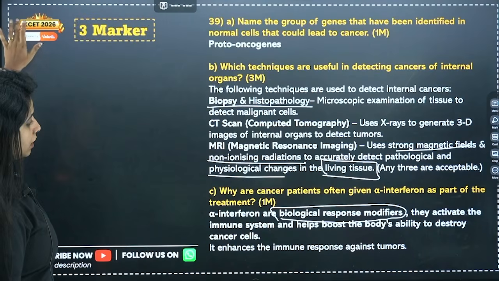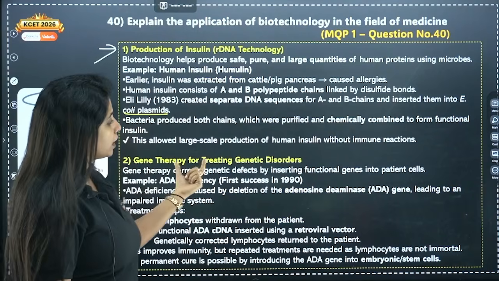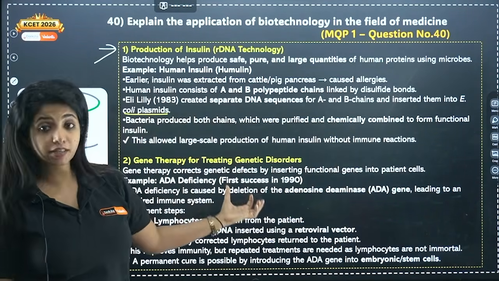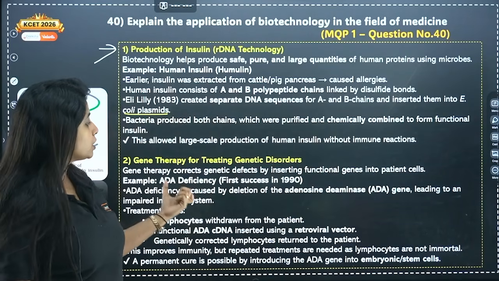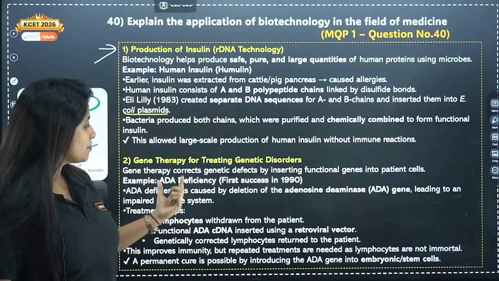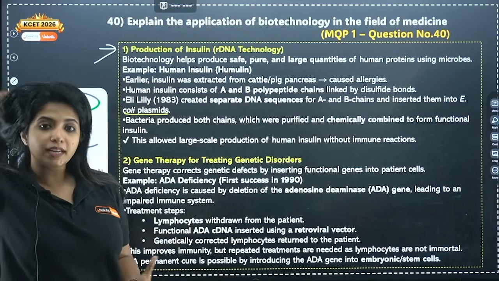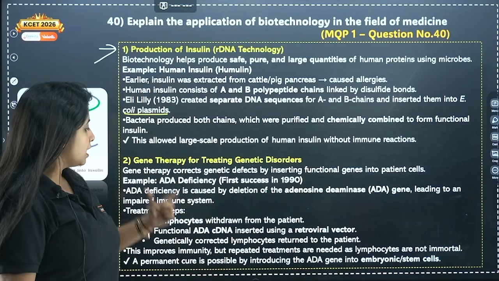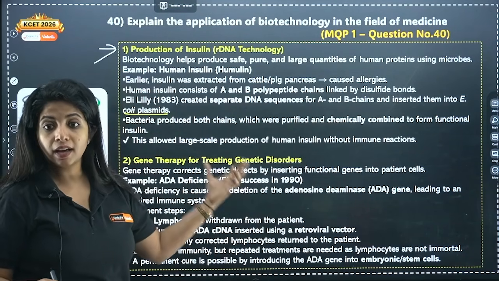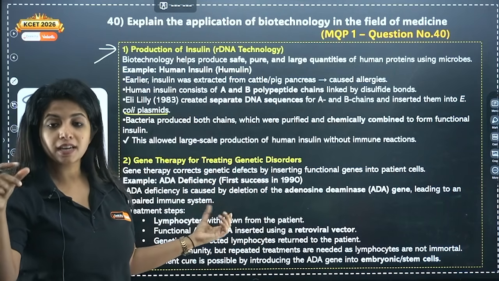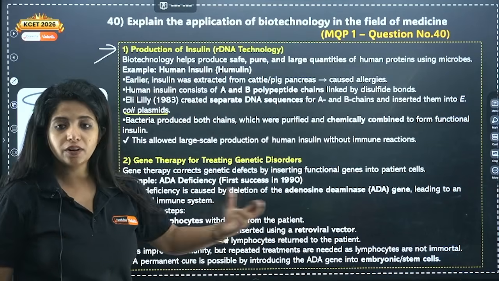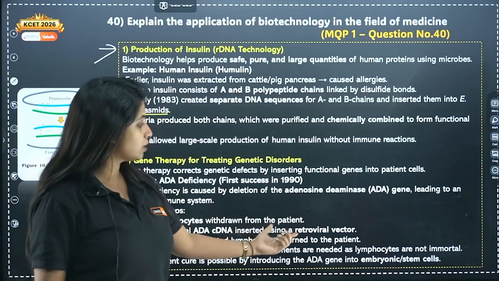Yes. So, gene therapy corrects genetic defects by inserting functional genes into the patient cells. Example, ADA deficiency, first success in the year 1990. ADA deficiency is caused by deletion of the adenosine deaminase gene, leading to an impaired immune system. Now, treatment steps. Lymphocytes withdrawn from the patient. Functional ADA cDNA, ADA as in adenosine deaminase, cDNA, complementary DNA sequence, is inserted using a retroviral vector. Genetically corrected lymphocytes return to the patient.